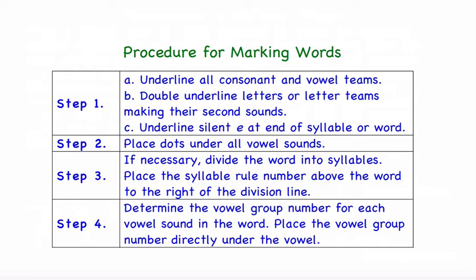Step 2, you place dots under vowel sounds to identify your vowel sounds, and the number of vowel sounds in a word determines the number of syllables. So if you have a 2-syllable word, and the words we dictate in this lesson will all be 2 syllables, you will need to divide the word into syllables and apply the appropriate syllable rule number above the word. And then finally, you have to assign a vowel group number for each of the vowels in the word by placing numbers 1 through 7 under the vowels in each syllable within the words.